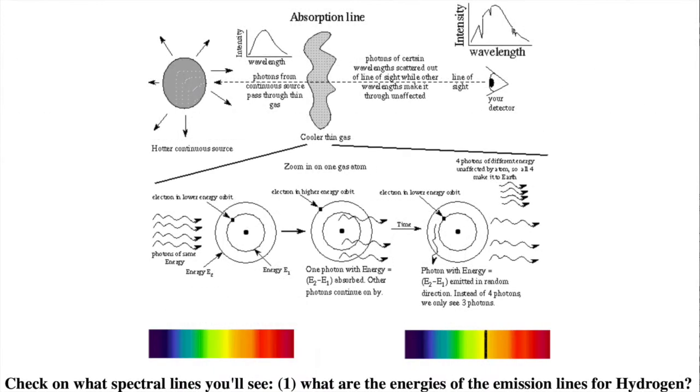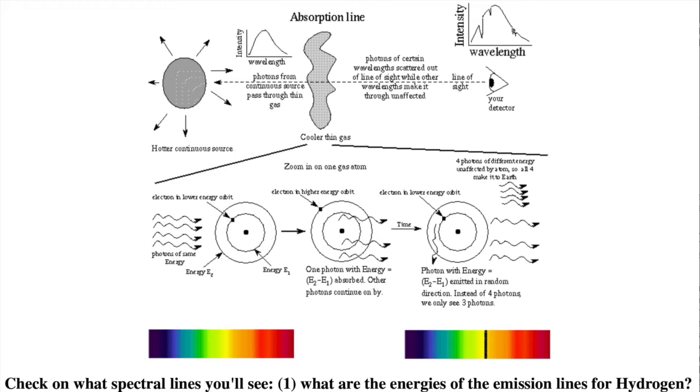Basic arithmetic. For the absorption line, you have a hot, dense object producing a continuous spectrum with photons of all wavelengths that then pass through the cooler thin gas. Zooming in on one of the gas atoms and focusing on 4 photons with just the right energy for the picky atom to absorb, photons with energy equal to E2 minus E1, one of the photons is absorbed and the other 3 continue on by.